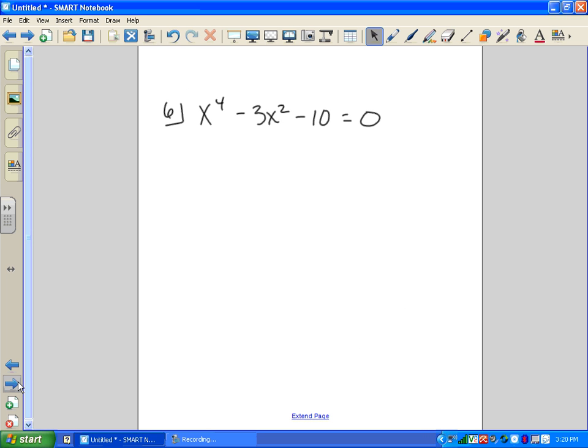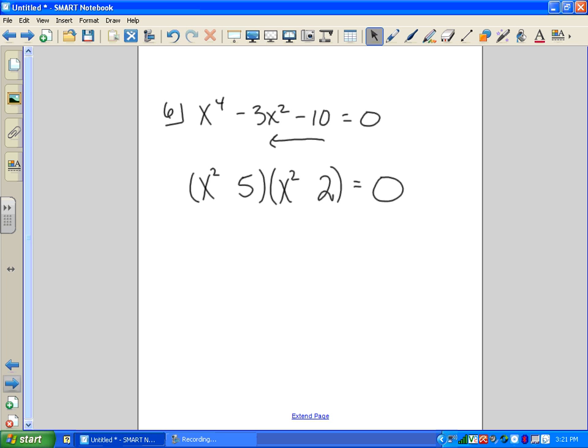Okay, number 6. Now we're back to a quartic. We're still at a quartic, but now we're back to 3 terms. So this is a trinomial one. This is not a difference of squares. We're just going to do that backwards factoring thing. So we look at factors of 10 that subtract to be 3, which would be 5 and 2. So there again, 5 and 2, but my x's are going to be squared here because this is a quartic.